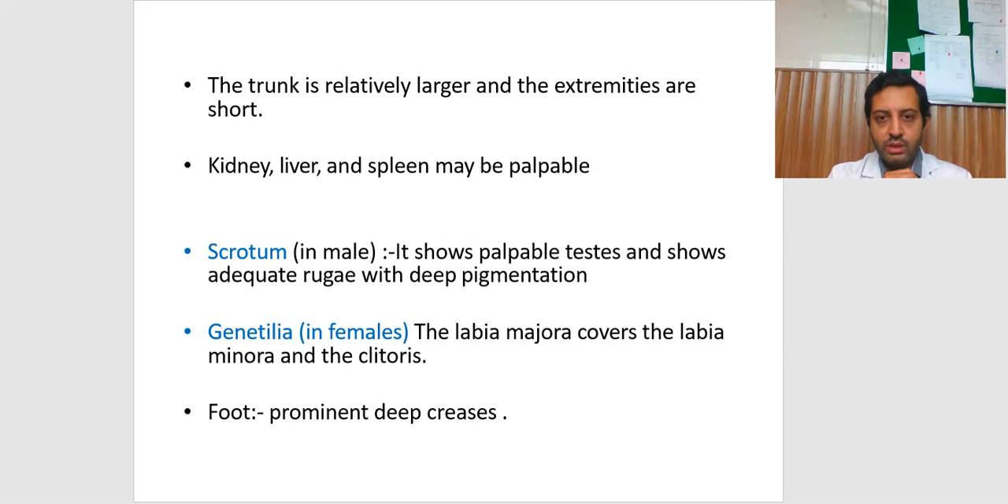The trunk is relatively larger and extremities are short in a newborn baby. There can be mild hepatomegaly. The liver may be palpable 1 to 2 centimeter in a newborn, and the tip of the spleen may be palpable. Similarly, lower poles of the kidneys may be palpable in a newborn.